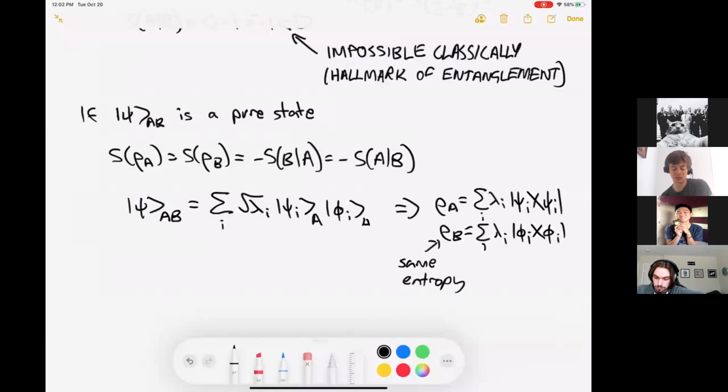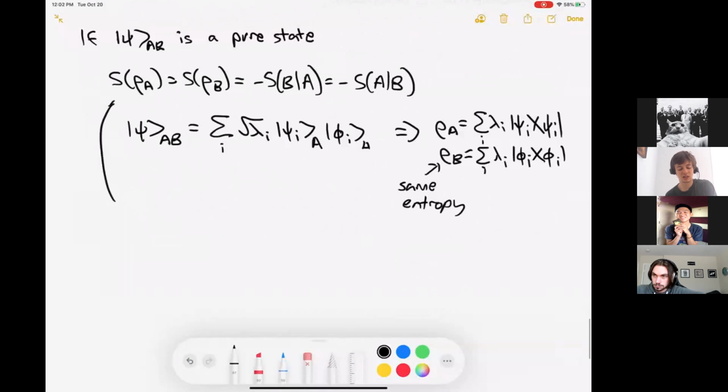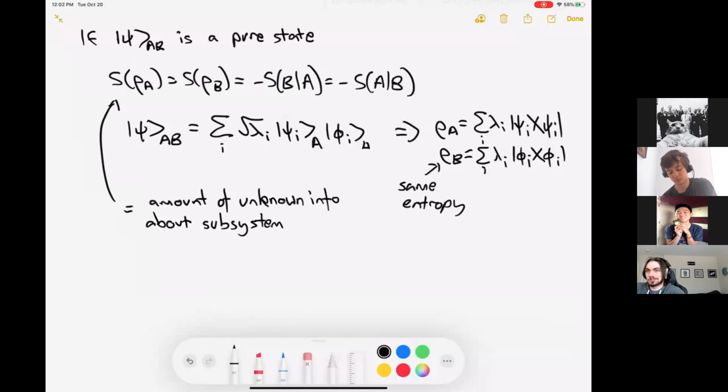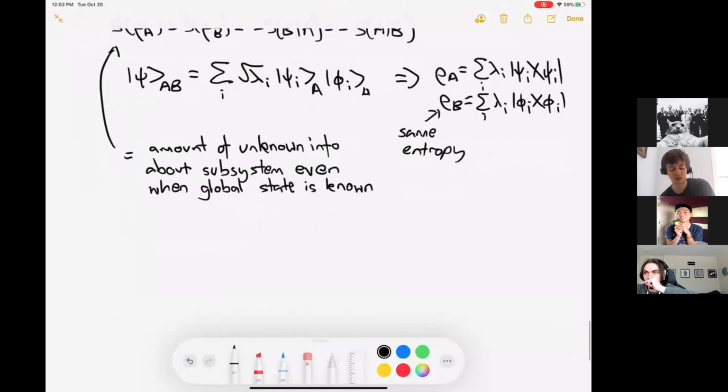So this entropy captures the amount of entanglement. It captures the amount of unknown information about the state of the subsystem that still exists even when the global state is completely known. It's the amount of unknown information that exists because the state is entangled. For that reason, it is often known as the entanglement entropy. It's the entropy created by the entanglement between A and B.